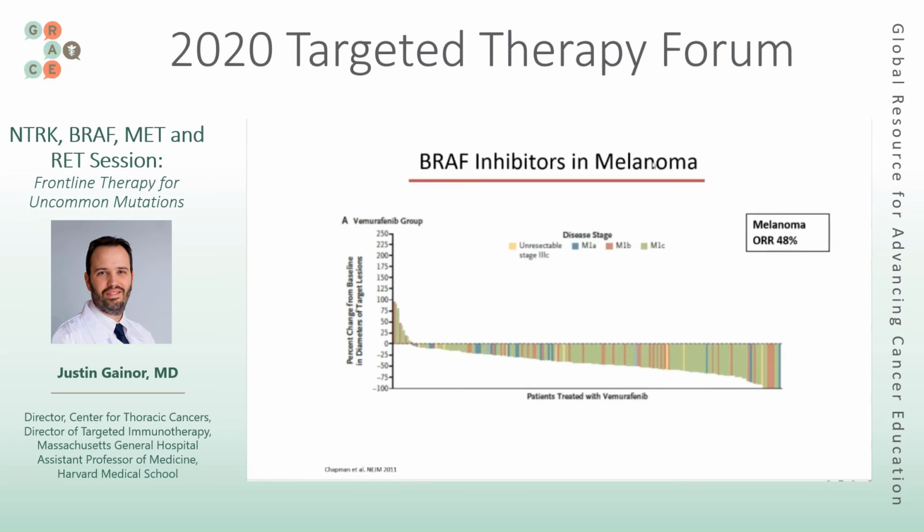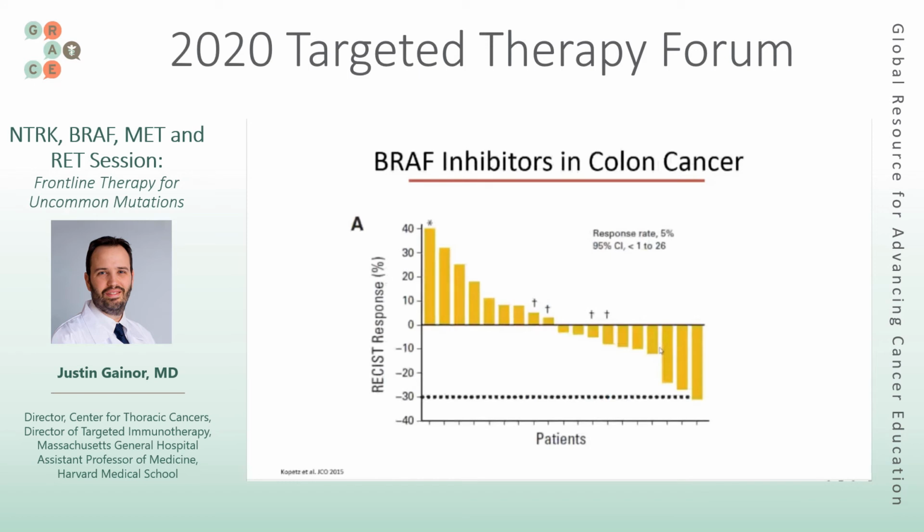So I bring up melanoma first because this is an important lesson compared to the NTRK experience and the RET experience that I showed you before. And this is actually one of those areas that speaks to the reason why we still have to do clinical trials. So here's one of the first trials of using a BRAF inhibitor in patients with BRAF V600E melanoma. Again, one of those waterfall plots, and we see everything going down.